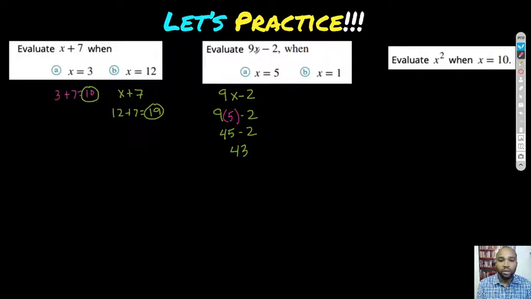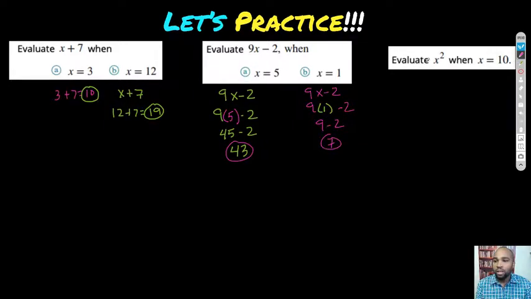All right, same thing here. We're going to replace, in 9x minus 2, the x with a 1. So this time with a 1 should be pretty easy, right? 9 times 1 is 9. 9 minus 2 is left over, and we have 7. So these are the corresponding values when x is either 5 or 1.